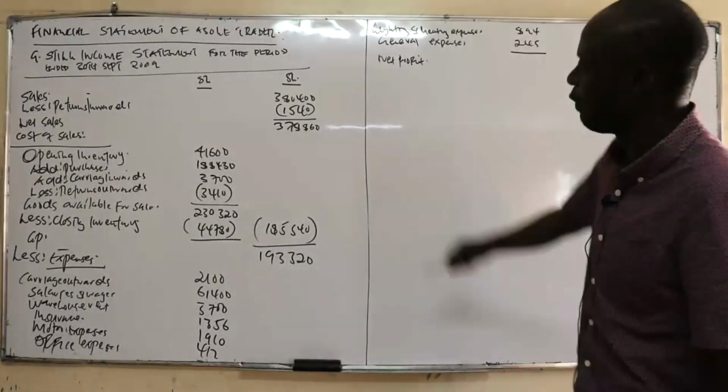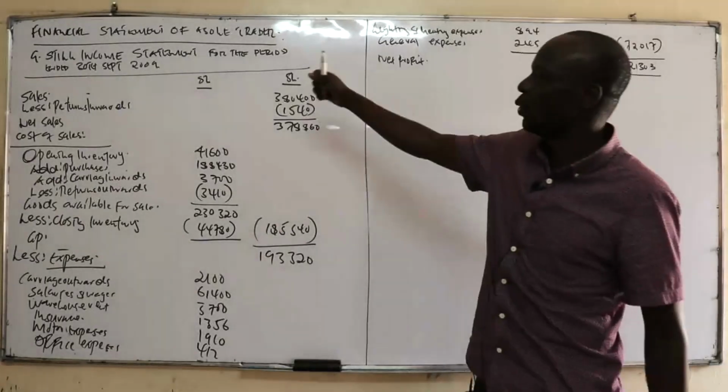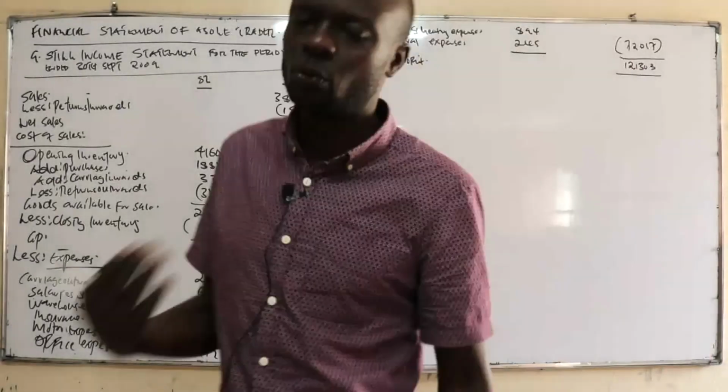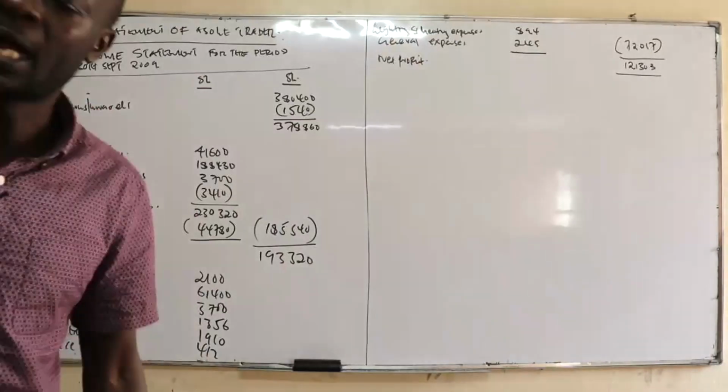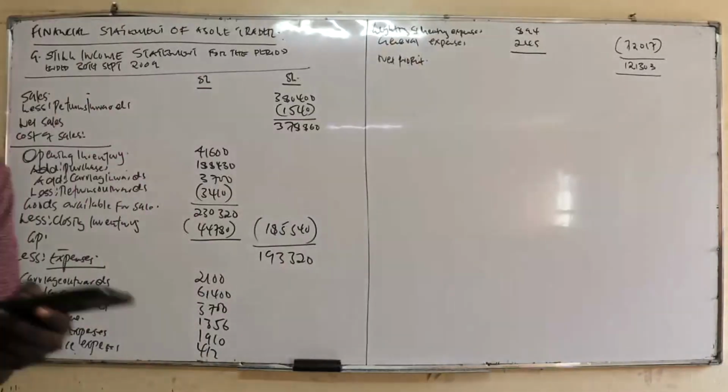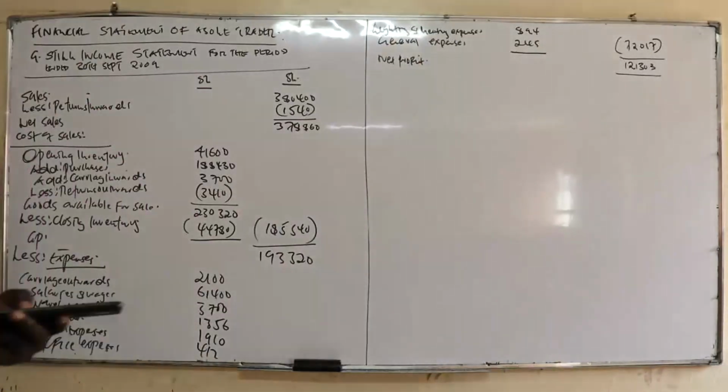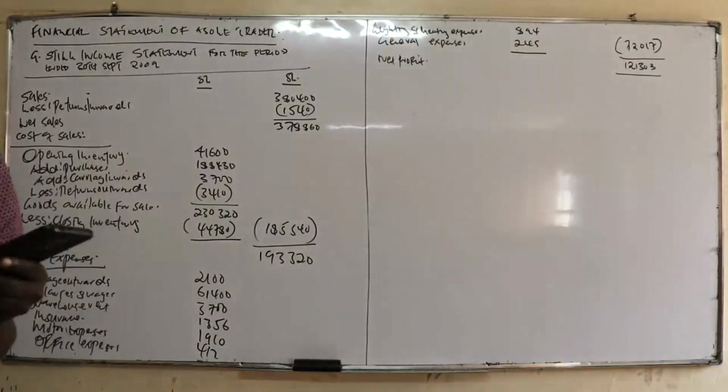This is the format. And when you're preparing the statements, you're going to learn how to prepare for other business entities like companies, partnerships, and so forth. So this is the format that you're going to adopt. Are we together? Yes, yes.